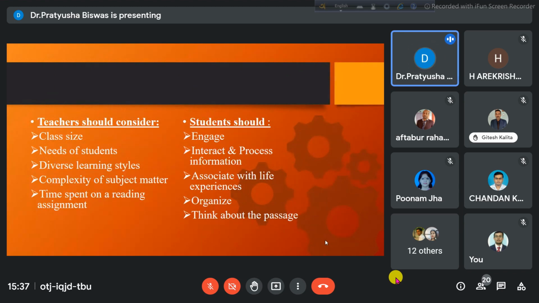Diverse learning styles, like we were discussing about the WARC model earlier. Then we have also discussed the simulation. So how can different kinds of learning styles be included in this scaffold? Complexity of subject matter. As I told you, every content has some complex structures, some difficult things to remember. As teachers, how do we classify them and make them understandable and palatable for different learners, who are brilliant, who are not so brilliant, who are average, who are below average. So we must be able to understand the complexity of the subject matter. And the last one is time spent on a reading assignment.